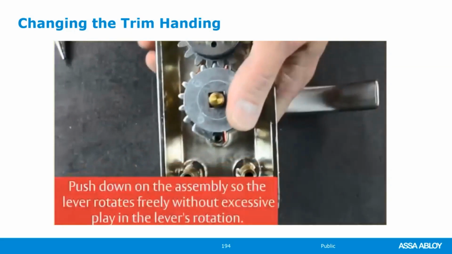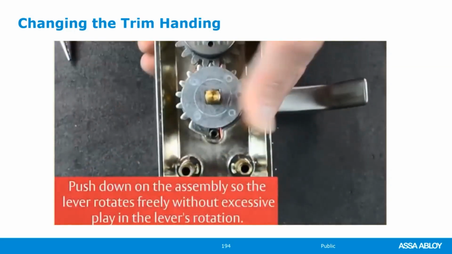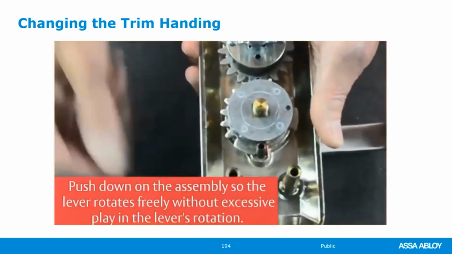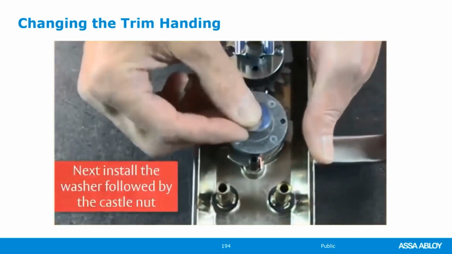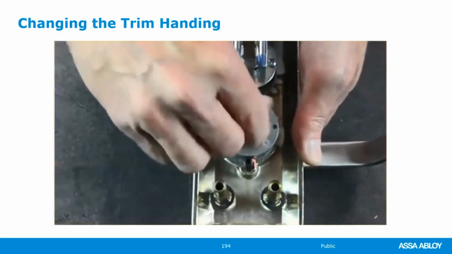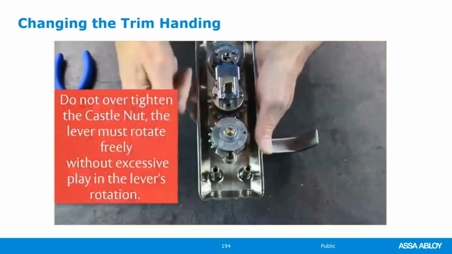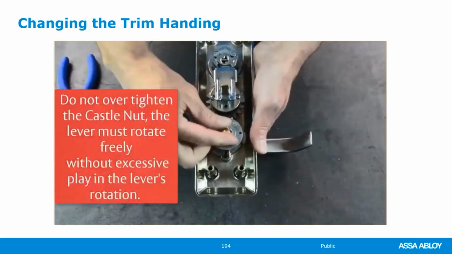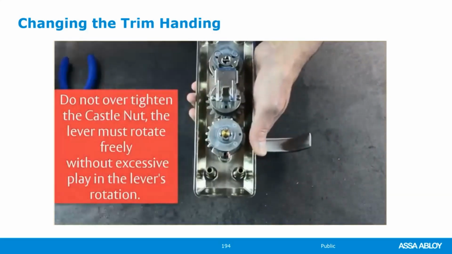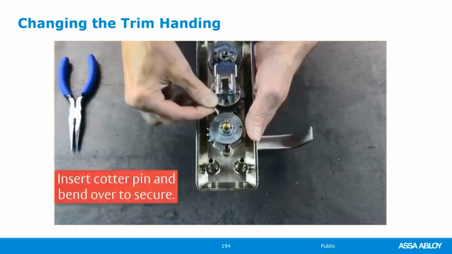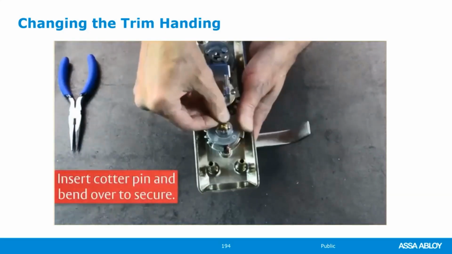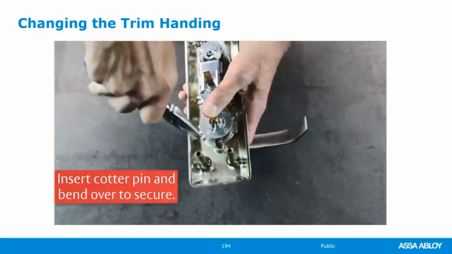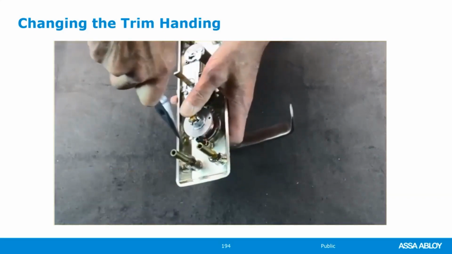Just remember to push down the assembly. Next, you're going to put the washer back on. Put the castle nut back on. Castle nut is back on. Put the cotter pin on. Bend it over so it doesn't ever loosen up.